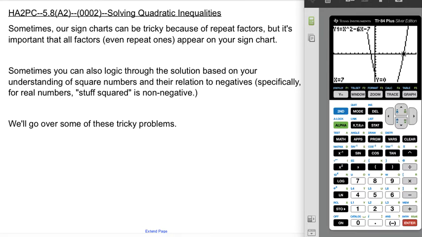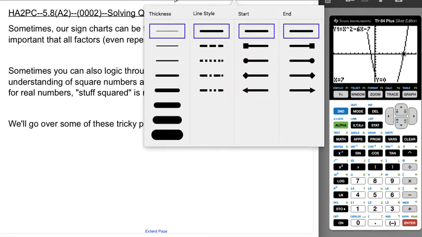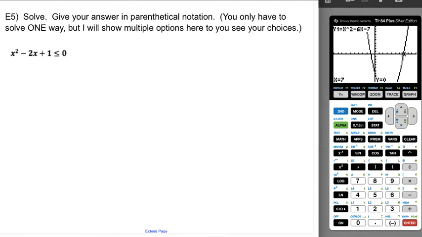Sometimes you can also logic through the solution based on your understanding of square numbers and their relationship to negatives. Specifically, for real numbers, stuff squared is non-negative. And so we're going to go over some of those tricky problems now. Let's just grab a pen real quick. All right, cool. So going over some of those tricky problems.